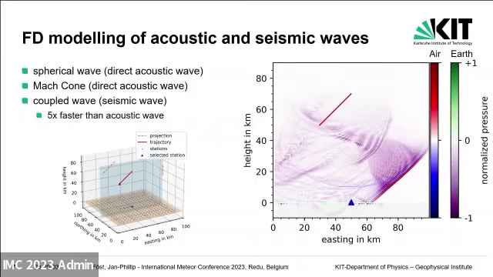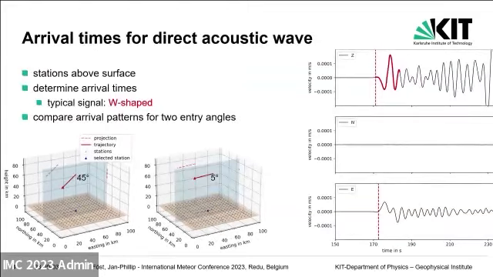So we should look at the travel times. And first we do this for the acoustic waves. So we look at stations slightly above the surface. They should just record the direct acoustic wave. And here on the right side, we see one example of the typical W-shaped signal that we saw earlier also in the 2017 study case. And then we determine the arrival times on all stations and compare the arrival times in the form of contour plots for two different entry angles of meteors.